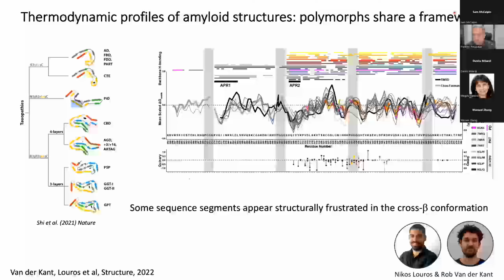It's a bit of a crowded image here, but what you can see is that, in fact, for many polymorphs, you have more or less the same regions that are stabilizing and more or less the same regions that are destabilizing. And here you can see how many of the residues in the cores are involved in H bonding.